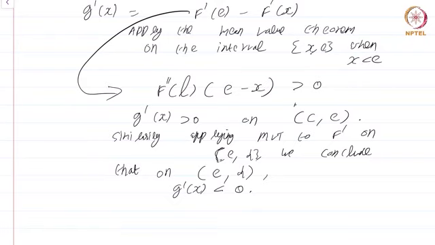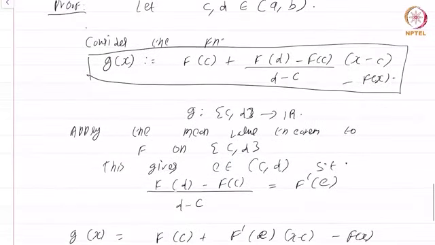So what we have done is we have applied the mean value theorem for a point x that lies between c and E to the function f', and concluded that g'(x) has to be greater than 0 on (c, E). Similarly, we apply the argument to any point x coming from the open interval (E, d), and we get g'(x) is strictly less than 0. Now, how does this help us?